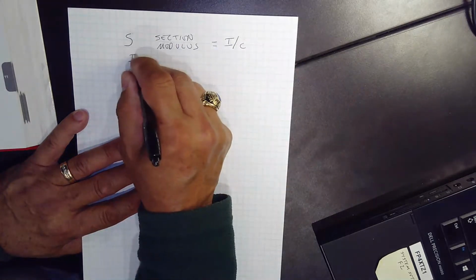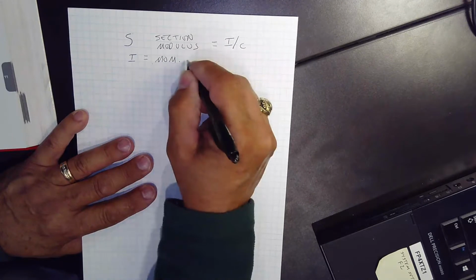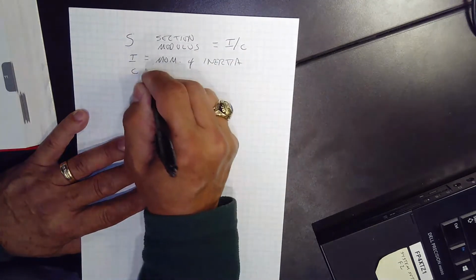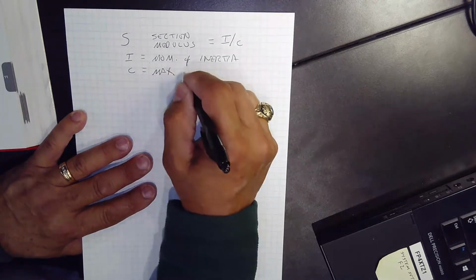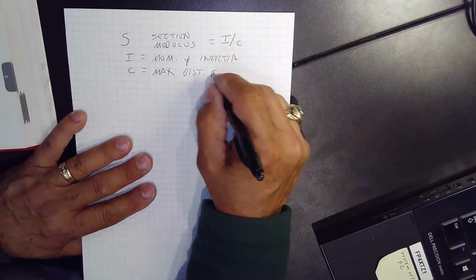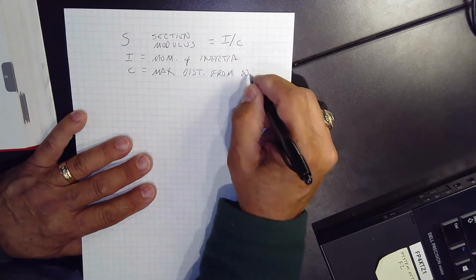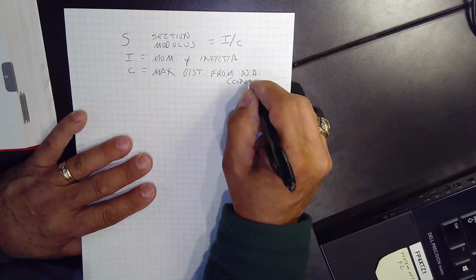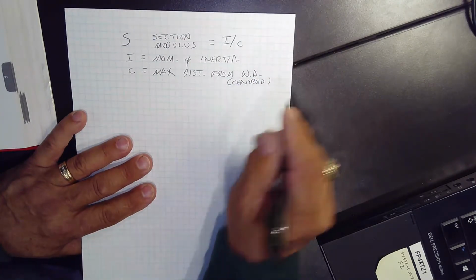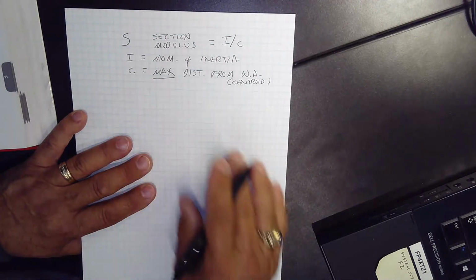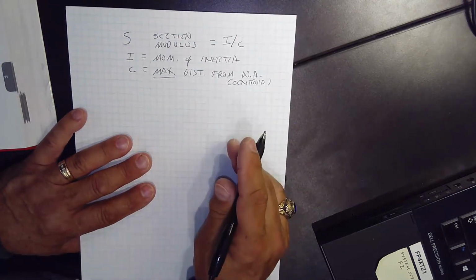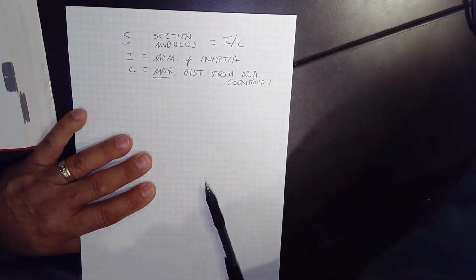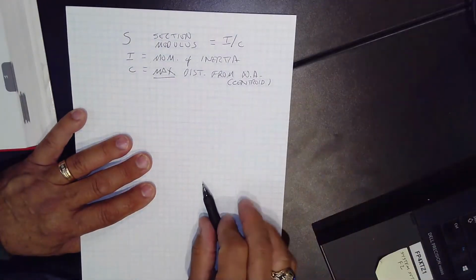Remember, I is the moment of inertia, and C is the maximum distance from the neutral axis, or the centroid, right? Now, maximum distance. If you have a symmetric section, it's always the same. But if it's not symmetric, then it's not the same.